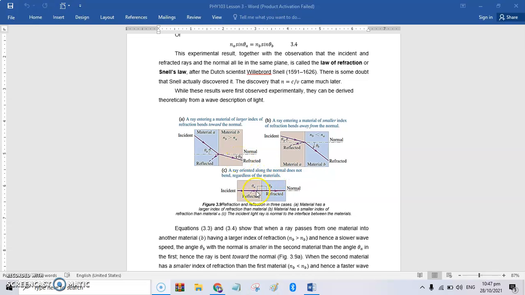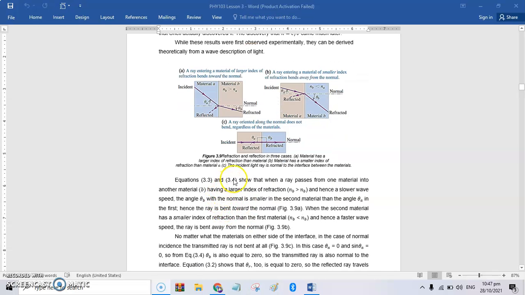So, halimbawa, if n of material A is equal to material B, there is no reflected and refracted ray. Bagkus, magkakaroon lamang ng incident light. Ito yung nangyayari sa air, sa laser, na ipo-point out mo lang sa normal air. Magkakaroon lang ng incident light. Okay?